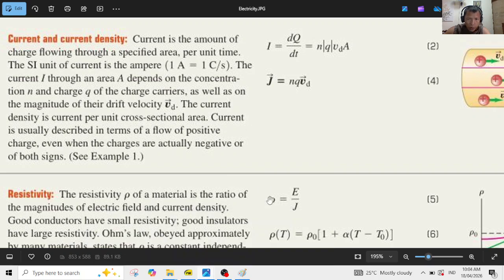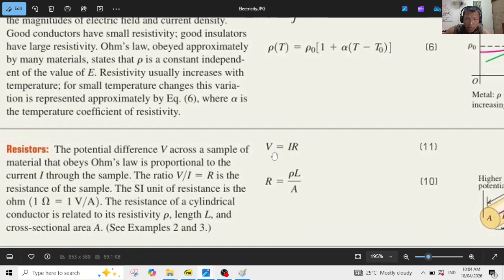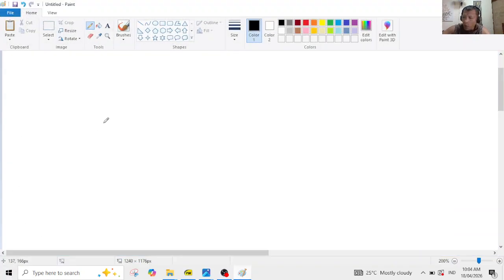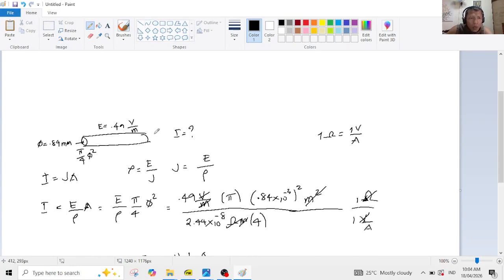So, we go back to our formula. Potential difference, V, is equal to IR. So V is equal to IR. So, our resistance, have you got this? Resistance and I, yes, you can see.